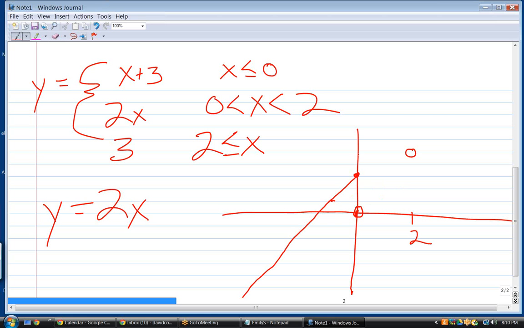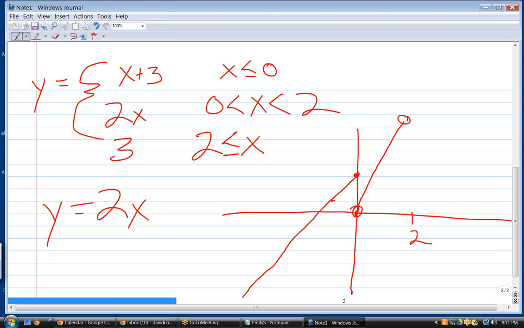In other words, I got to go up 4 and over 2. Let's see, that's 1, 2, 3, 4. Let's make it a little more precise, because we're going to connect that with a line. In fact, that's not very good either. To make it end right there. And now we're going to connect that with a line.